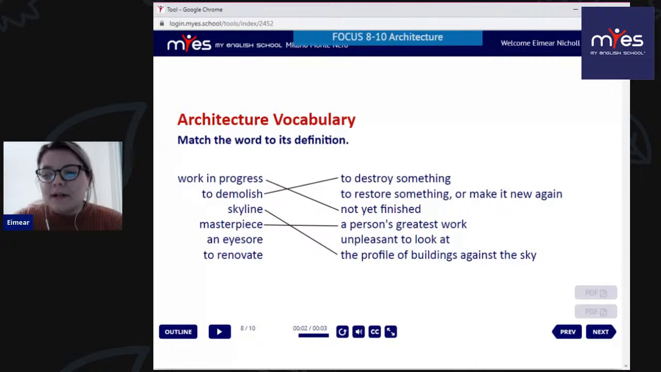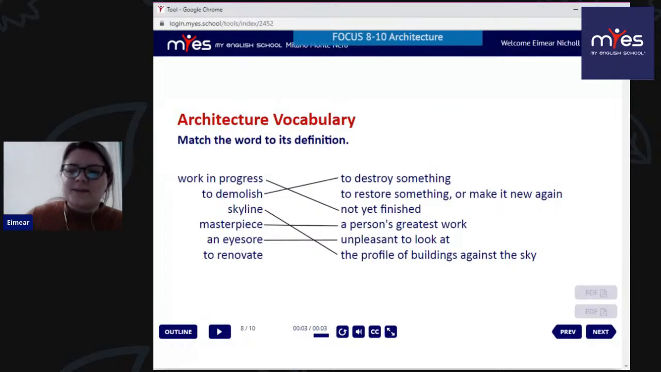An eyesore. An eyesore is something which is unpleasant to look at. So a very ugly building would be an eyesore. We might say that building is an eyesore on the skyline. So we have a beautiful skyline and then one ugly building.